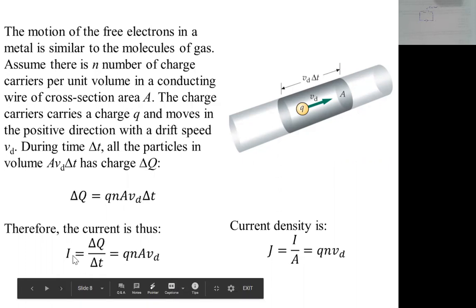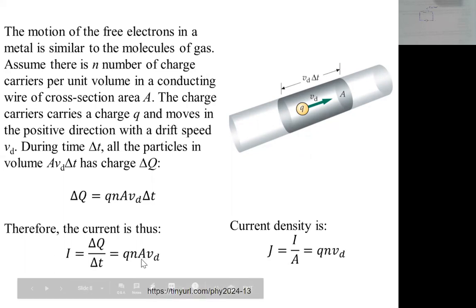So in this case, you can see the current is not determined by the time. It's rather determined by the number density of the charge carrier, the charge of each charge carrier, times area times the drift velocity Vd. In the original definition, it seemed not relevant to the cross-sectional area, but if you look into detail here, it actually does depend on the area. If you have a larger area, you'll expect a larger current going through.